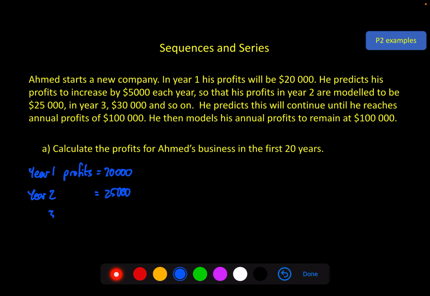In year 3, his profits are going to be 30,000, and you can see that we've got an arithmetic sequence here, where a is 20,000, and the common difference we're adding 5,000 each time. But we haven't finished yet. That's up to here. He predicts this will continue until he reaches annual profits of 100,000. So this is going to keep going until he gets to 100,000, and we don't know what year that is yet.